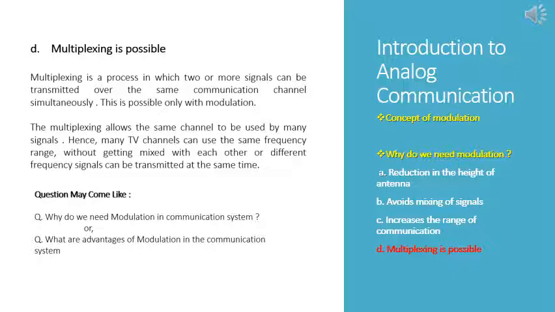As you can see, in a television there are so many different channels, and you can watch each channel without interference from any other channel. This is only possible with the help of multiplexing, and multiplexing of baseband signals is only possible with the help of modulation. So this is one of the most important advantages of modulation: we can multiplex signals together and transmit them over the same channel.